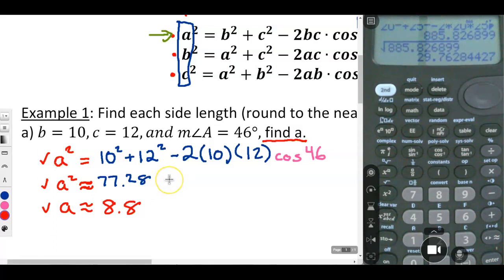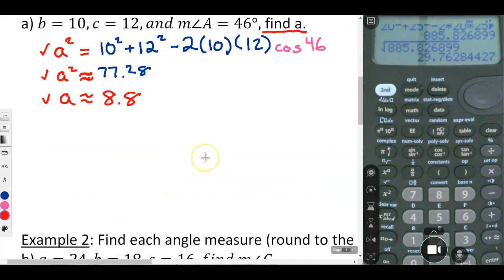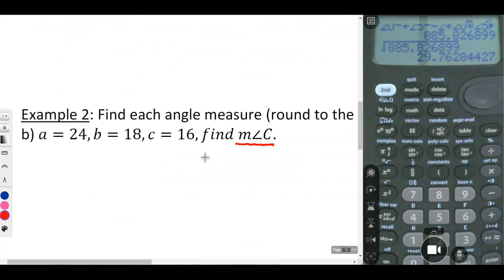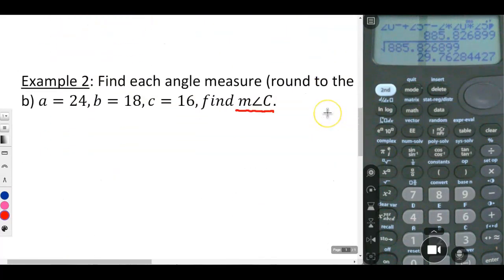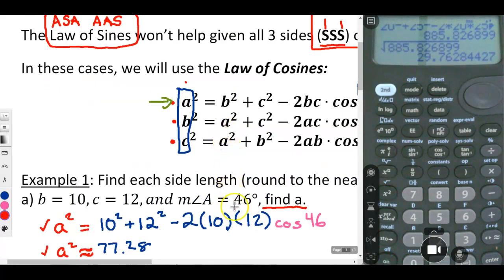All right, so let's check out when you're actually solving for a missing angle, meaning you're given three sides. So up here, this is the side version. And you can solve for any missing angle. So if you have three sides, you can solve for any of the missing angles just by having three sides of any triangle. And not just right triangles, any triangle.